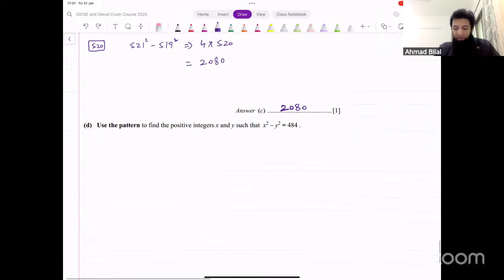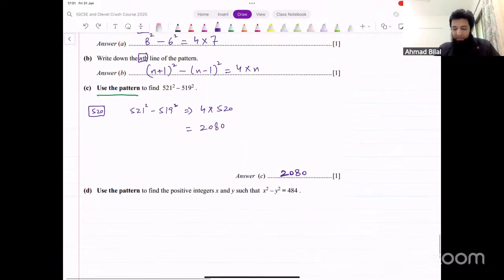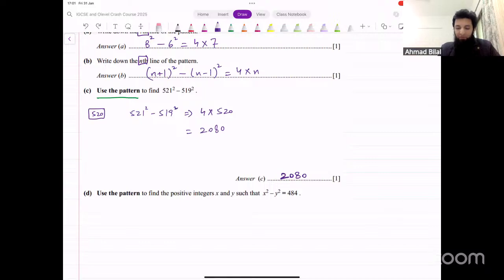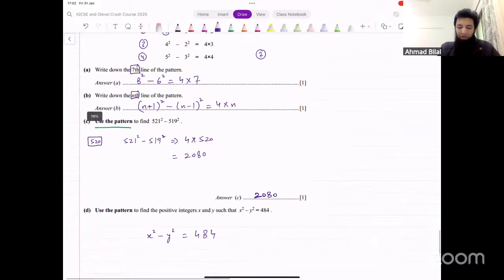Use the pattern to find the positive integers x and y such that x squared minus y squared equals 484. We have to use the pattern to figure out these integers x and y. Now, there's no way to solve this equation directly because we've got 2 unknowns x and y. We cannot find 2 unknowns from one equation. We have to use the pattern somehow. Now, how do we use that?